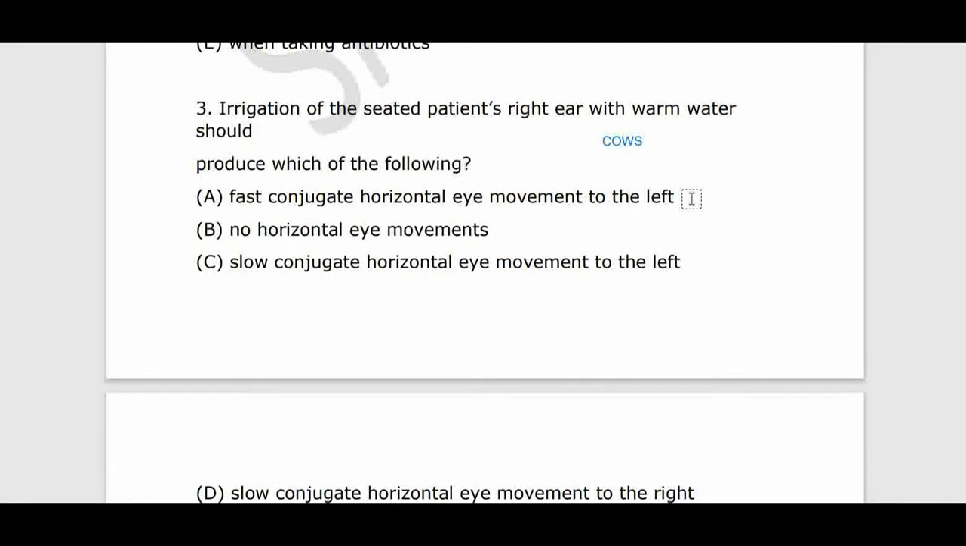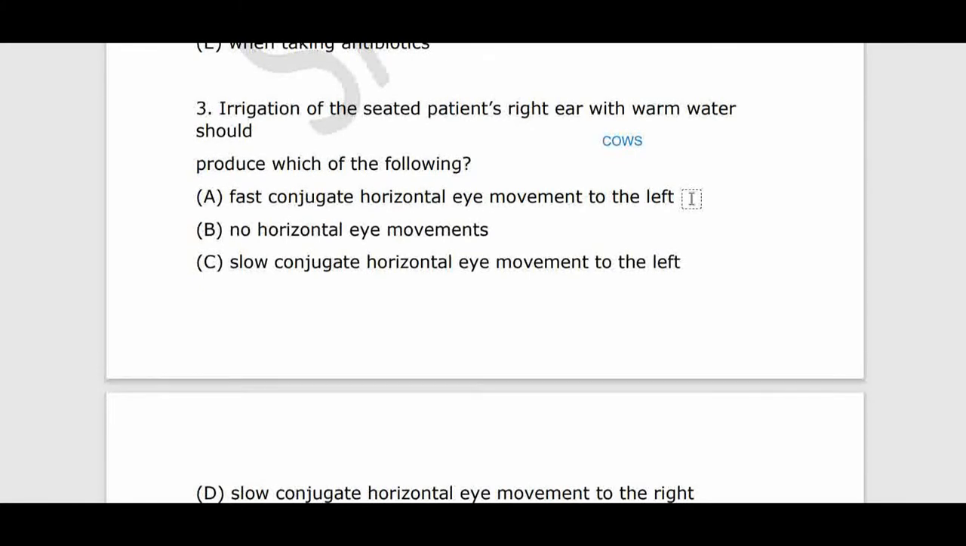If you are putting warm water, there's increased activity or kinetic energy of the fluid in the endolymph, and how the brain sees it is that the head is moving towards the right. So the eye will quickly move towards the right, that's the first initial nystagmus. But then eventually realizing that nothing really moved, it starts correcting back and slowly moves towards the left, just to correct the nystagmus. So you have a fast nystagmus, you have a slow nystagmus.